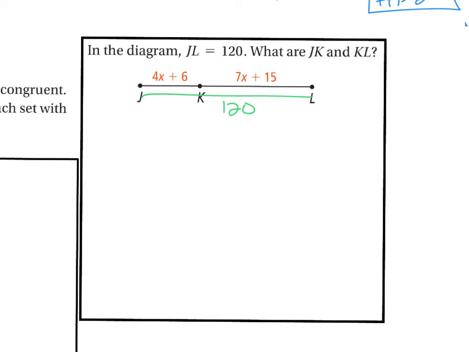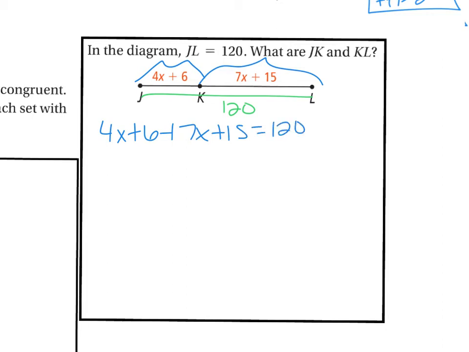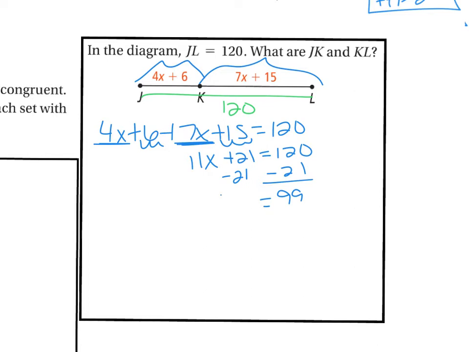Just like we did in the example above, we have to do 4x plus 6 plus this other piece, 7x plus 15 equals 120. So 4x plus 7x, those are like terms, gives you 11x. 6 plus 15 would give you 21, equals 120. Now you need to subtract 21 from both sides. 99 equals 11x. Divide both sides by 11, so x is 9.